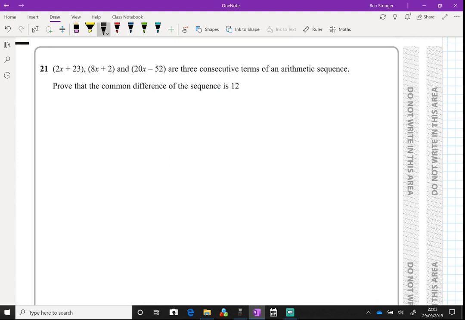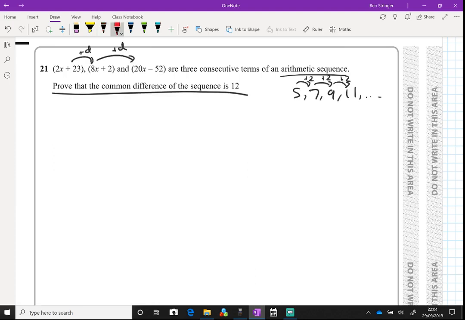Arithmetic sequence, just seeing that there, that means there's a constant difference. So for instance 5, 7, 9, 11, etc. That's a constant: add 2. It's a constant difference between each term. That's what that means. D for difference. Prove that the common difference of the sequence is 12.